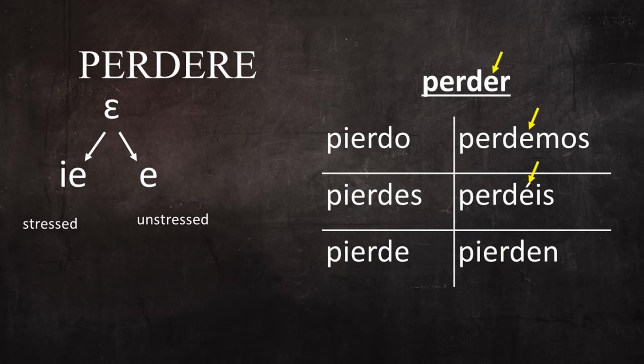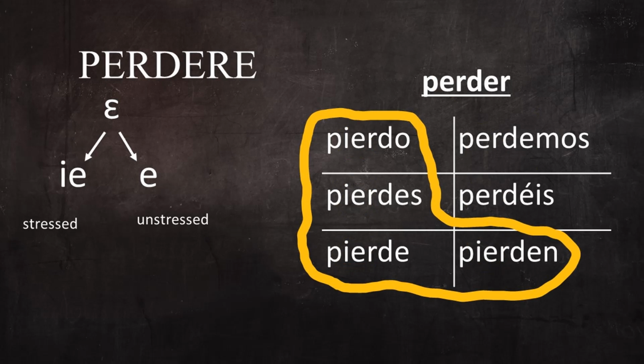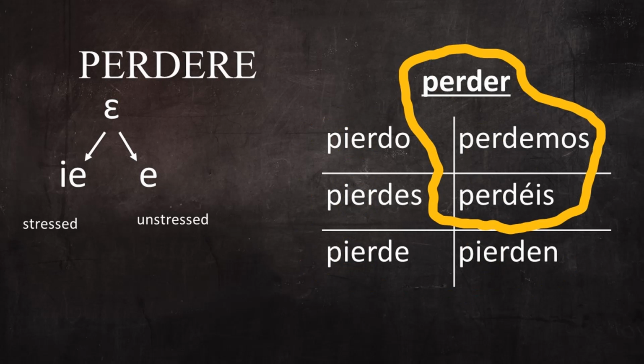But the stress falls on a syllable in the verb ending in the infinitive and these 2 conjugations, so the open E follows the pattern of unstressed vowels and becomes E. This difference in the fate of Latin short E, depending on whether it was stressed or unstressed, explains the pattern we see in which verb conjugations have the stem change and which ones don't.